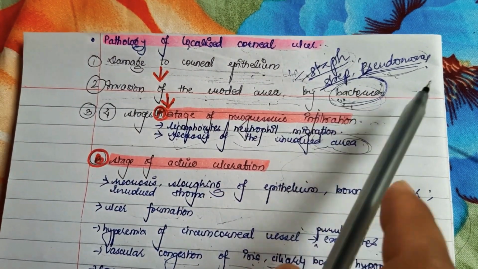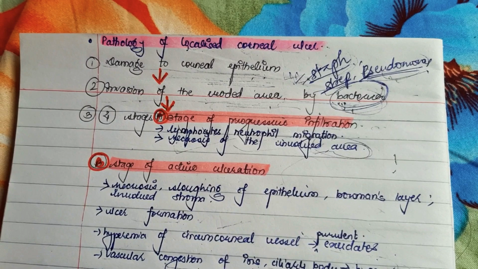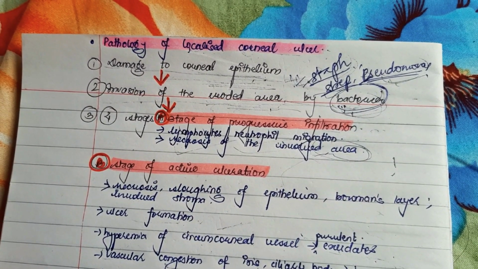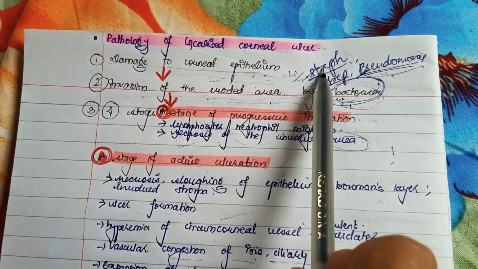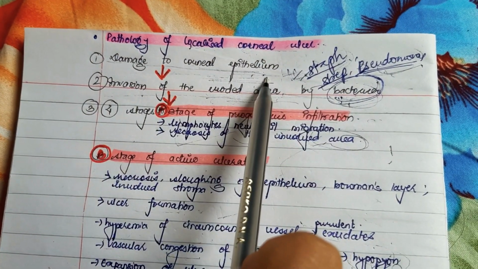Today in this video we'll be talking about the pathology of the localized corneal ulcer. For an ulcer to occur, we know that there should be a breakage or damage to the protective covering of the particular tissue. And here, for the corneal ulcer to occur, the first step is the damage to the corneal epithelium.